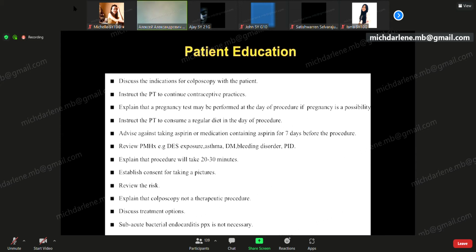Explain that the procedure will take 20 to 30 minutes. Establish consent for taking pictures. Review the risks. Explain that colposcopy is not a therapeutic procedure. Discuss treatment options. Subacute bacterial endocarditis prophylaxis is not necessary.